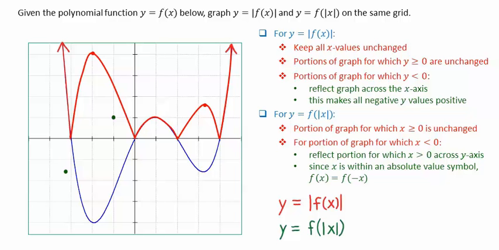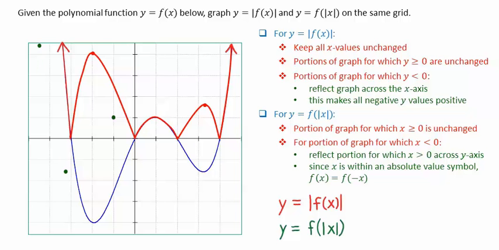Note that if x is equal to approximately 4.5, the y value is also approximately 4.5. This means that for an x value of negative 4.5, the y value will also be approximately 4.5.